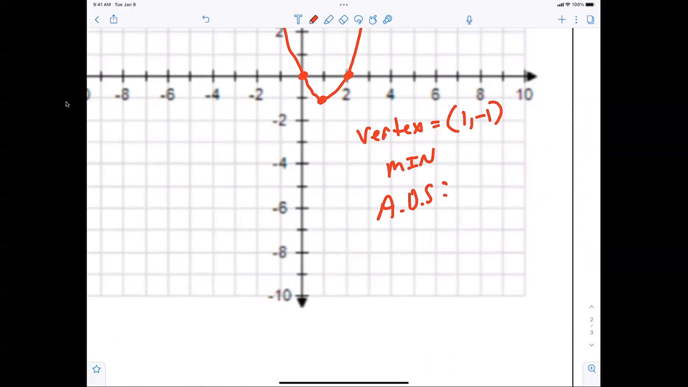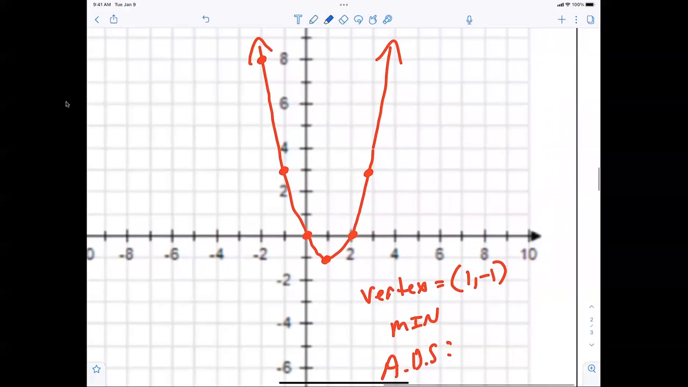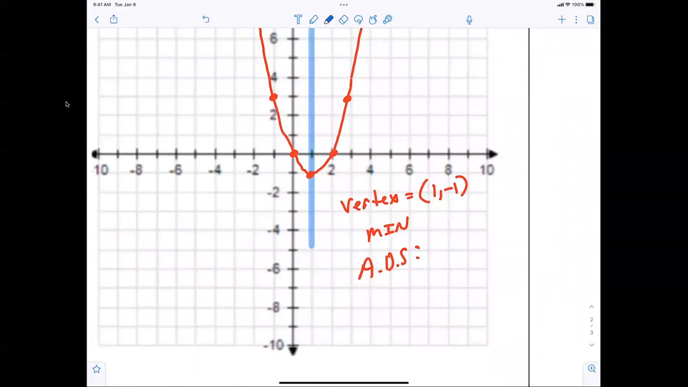It's an equation. Axis of symmetry. This is the axis of symmetry right here. I need to know the equation of that line. Y equals... Nope. X equals... X equals what? 1. I said the axis of symmetry is always X equals whatever the vertex is. Whatever the vertex.